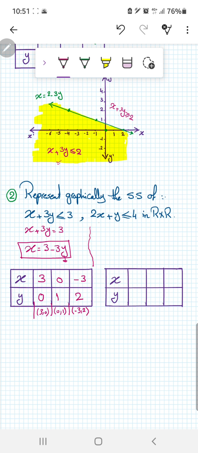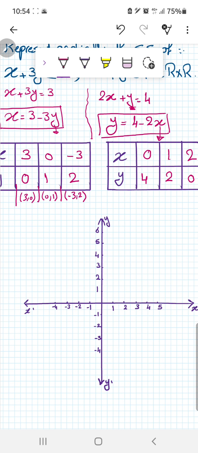The second inequality, write the inequality equals 0. So 2x plus y equals 4. Here it will be easy to get y inside alone. Why? Because here the coefficient of y is 1. So here y equals 4 minus 2x. So we will put 0, 1, 2 in x. By substitution, 4 minus 0, it will be 4. 4 minus 2, it will be 2. 4 minus 4, it will be 0.